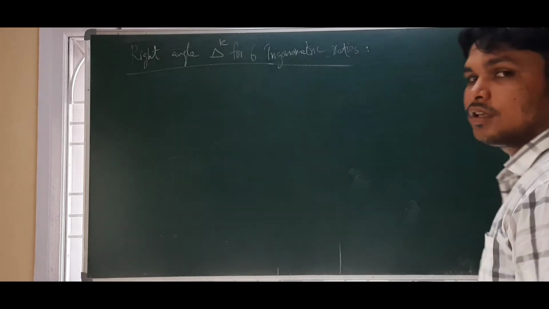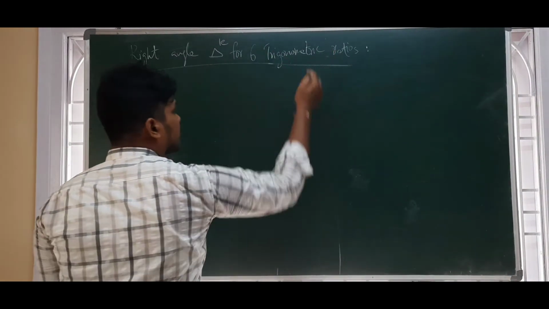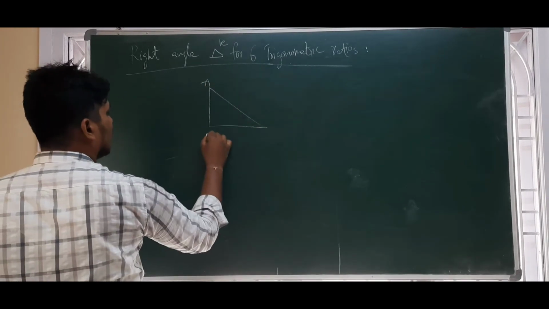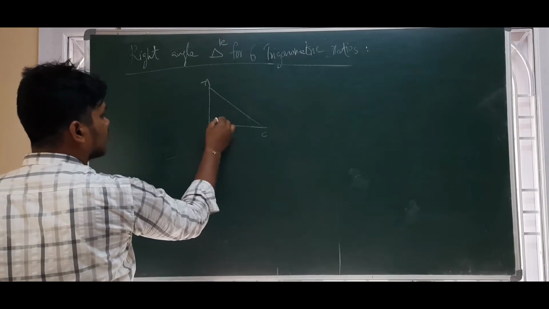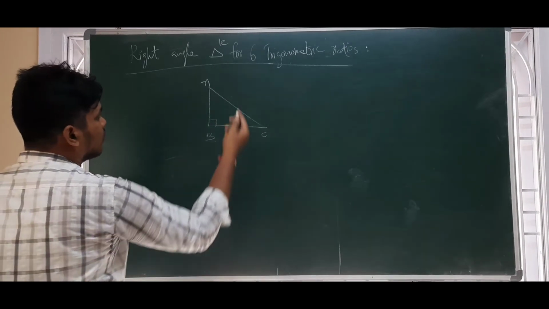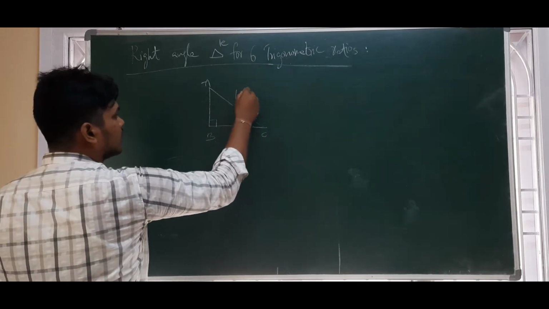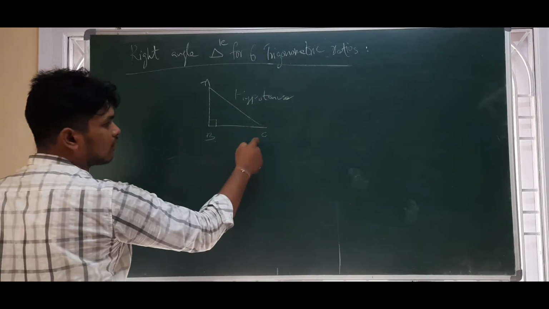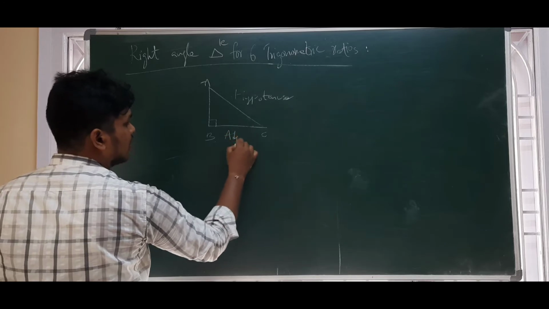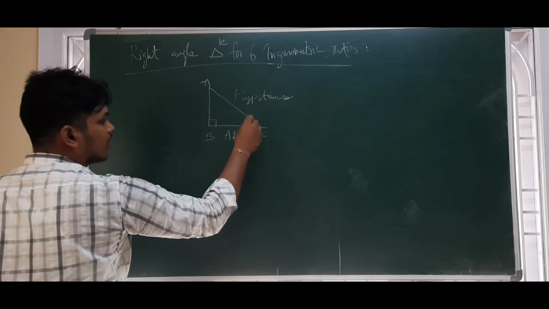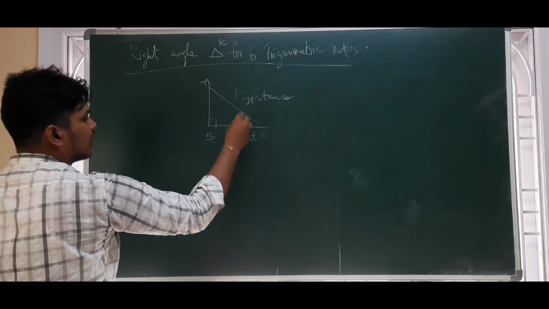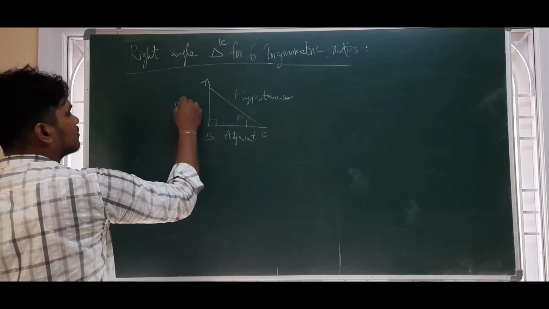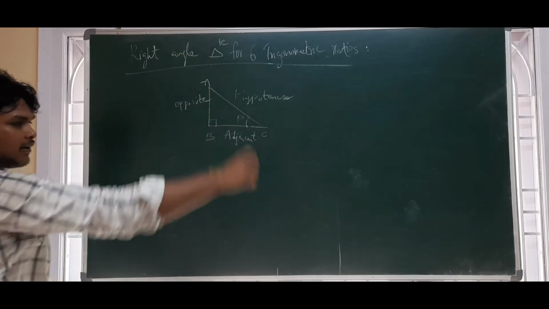Now, next concept is right angle triangle for six trigonometric ratios. Let me consider a right angle triangle ABC, right angle at B. We all know the longest side of a triangle is always the hypotenuse side, and the base of a triangle is always the adjacent side. Let us suppose the angle is at C, let the angle be theta, and the side which is opposite to the angle is always said to be the opposite side.